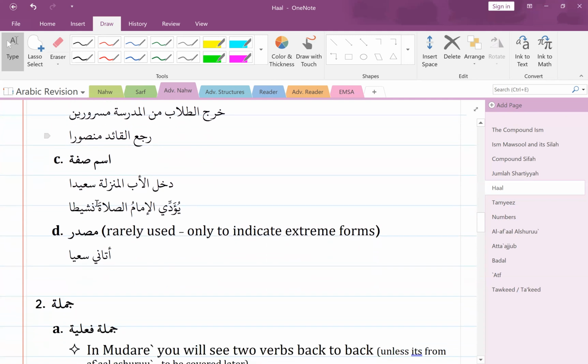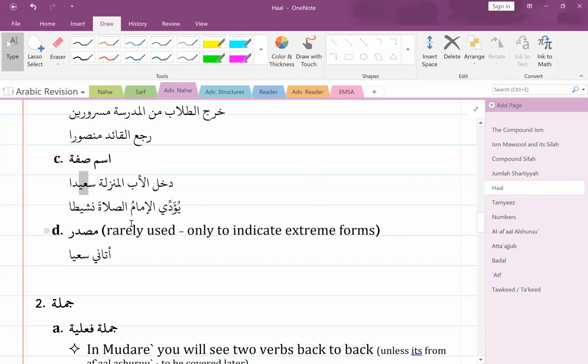Then we go to isim sifa. دخل الأب المنزل سعيدا. So the father entered the house. How did he enter the house? سعيدا. We know this pattern is fa'il, the pattern of sifa. So like Kareem, Raqib, Shaheed, Jamil. Yeah, that pattern. So that's the pattern of ism sifa. So سعد يسعد سعيدا is the ism sifa. Of course, it comes at the end of the sentence.